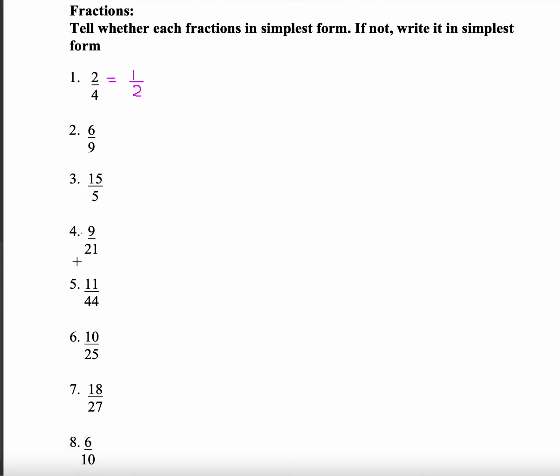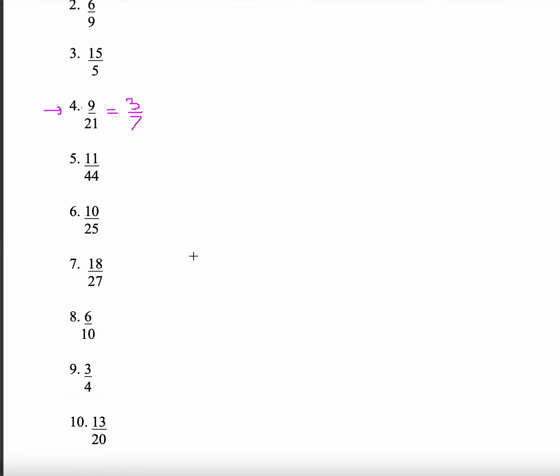Let's look at number 4. So here it's 9 over 21. We know that 9 can be divisible by 3 and 21 can also be divisible by 3. So 9 divided by 3 is 3 and 21 divided by 3 is 7. And now we know that 3 can be divided by 3, but that's only 1, and 7 can't be divided by 3 to get a whole number, to get a fraction. So this is in simplest form.